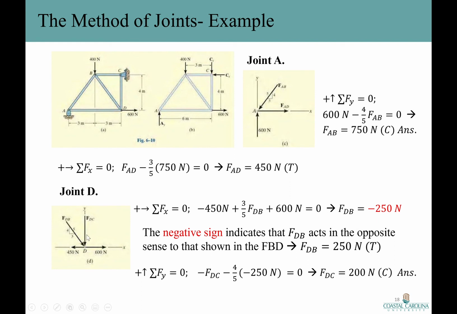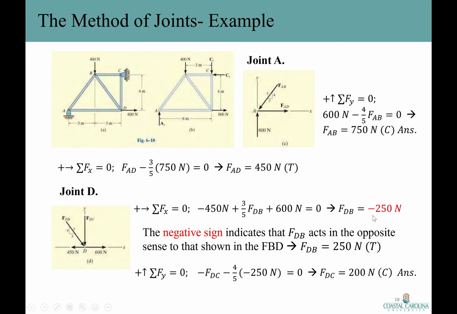By inspection, I can find the sense of this member, but let's do the assumption method, okay? Let's assume that F sub DB is pushing on the joint, so it's compression. By writing down the equilibrium equation in x direction, we have a minus 450 Newton and a positive x component of F sub DB plus a positive 600 Newton force equal to 0. Solving the equation for F sub DB, it happens to be negative 250 Newton.